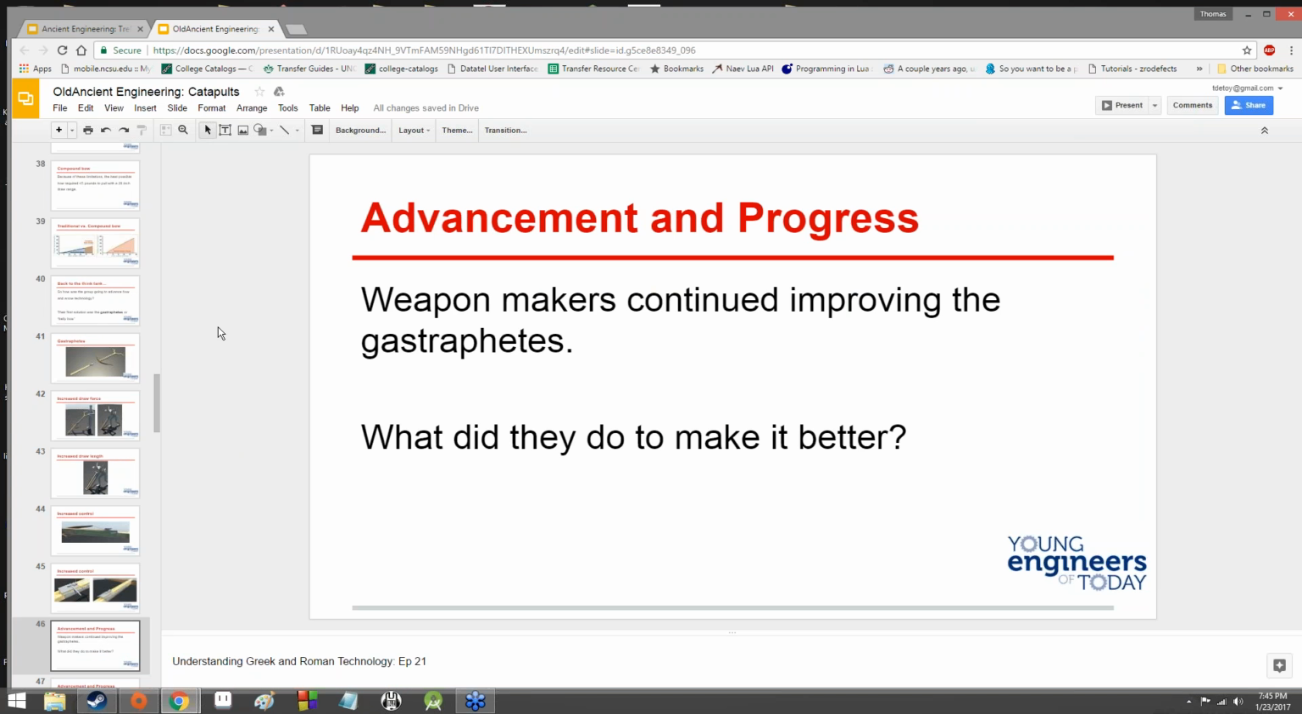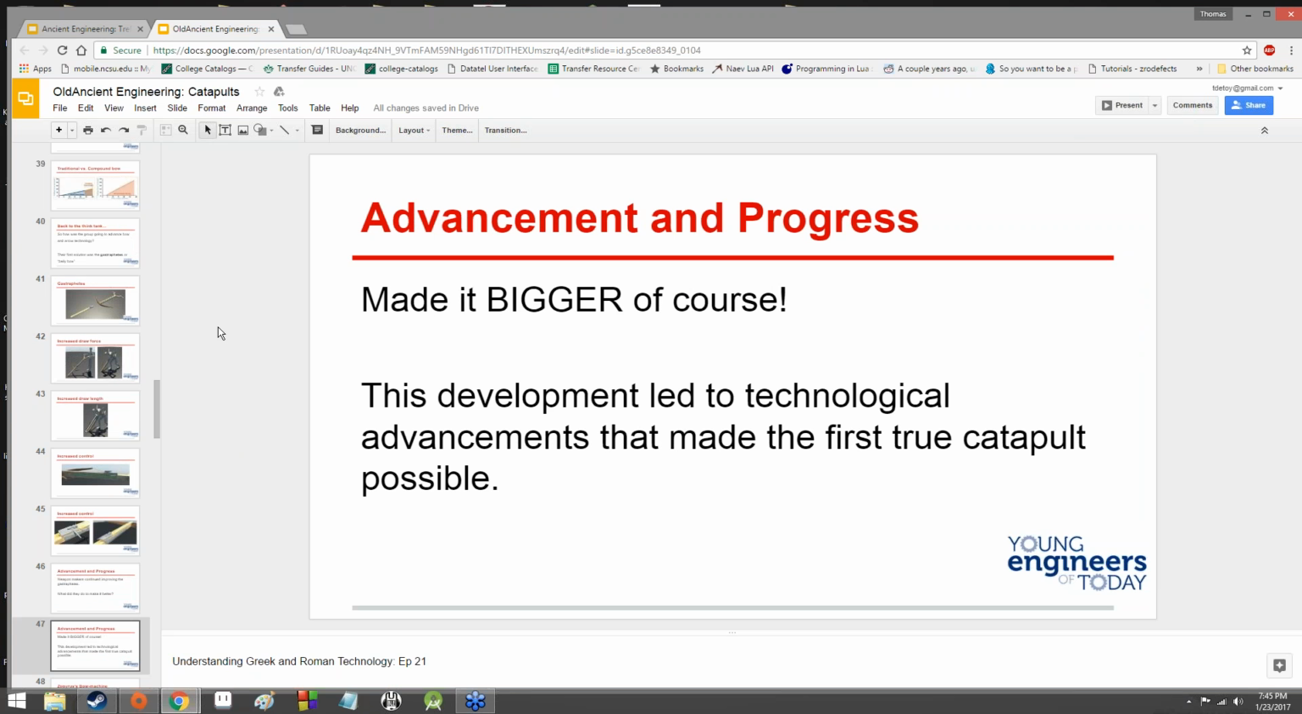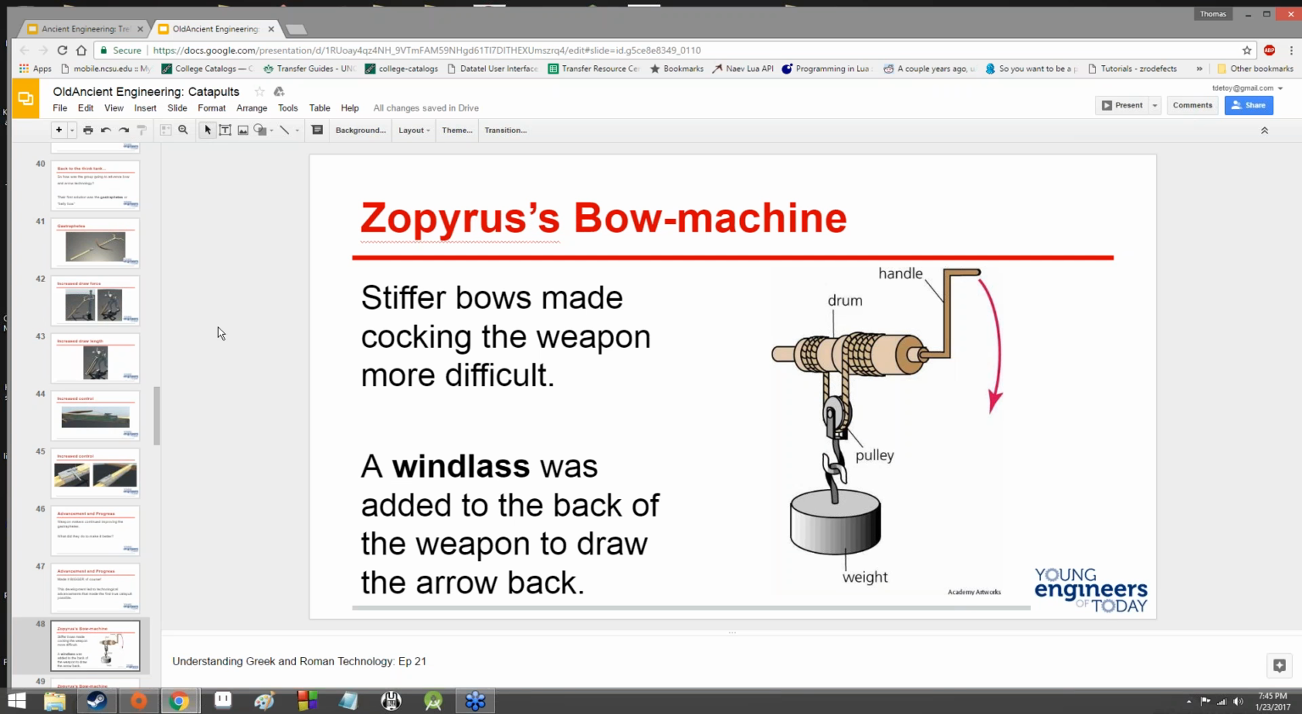So weapon makers continued to improve upon the Gastraphetes. Well, what did they do to make it better? Well, they made it bigger, of course. This development led to the technological advancements that made the first true catapult possible. So stiffer bows made cocking the weapon more difficult.